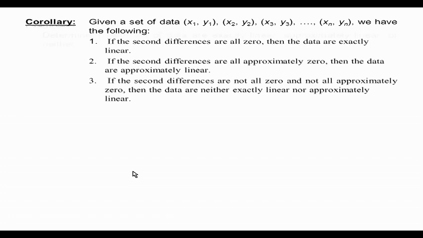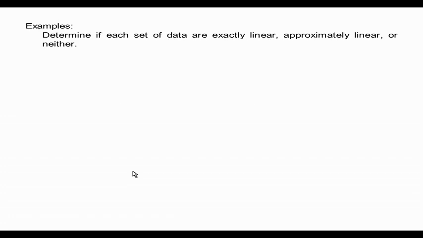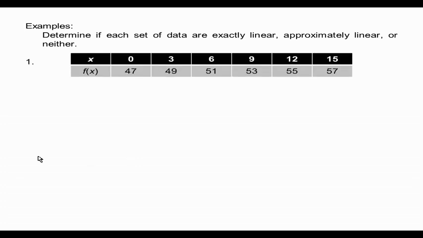Let's try some examples. So determine if each set of data are exactly linear, approximately linear, or neither. Notice this is really multiple choice. Okay, you have three choices: exactly, approximately, or neither. So number one, here are my set of values. Okay, so this is my function. Again, do observe that the x's are all the same distance apart, right? I add 3 every time.